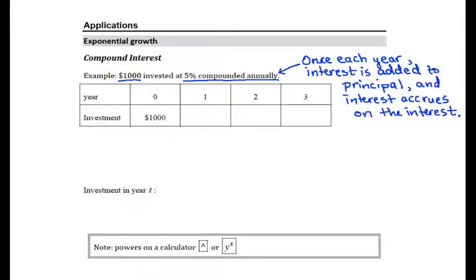A very common application of exponential functions is compound interest. We're going to take a look at an example, which is $1,000 invested at 5% compounded annually. What compounded annually means is that at the end of each year, so once each year, the interest is added to the principal and interest starts accruing on the interest.